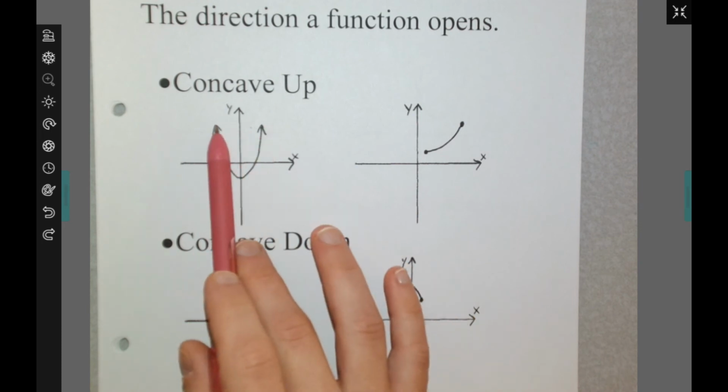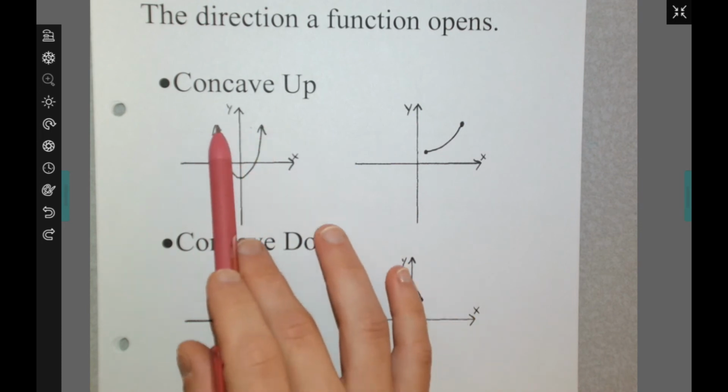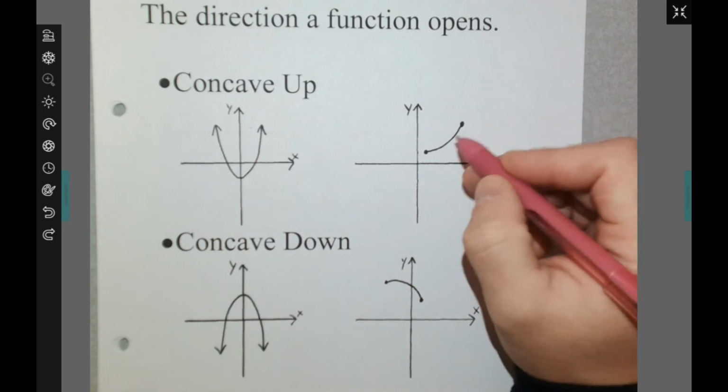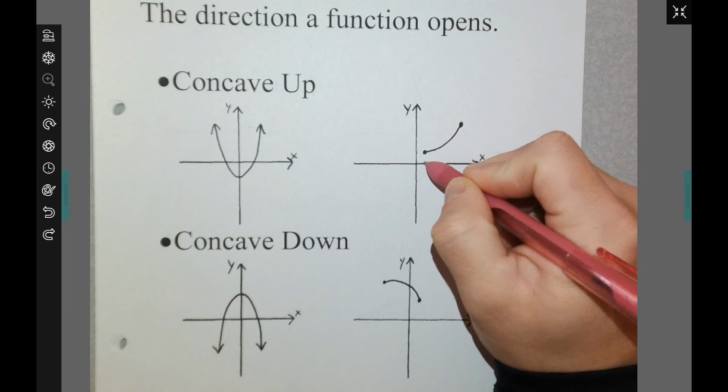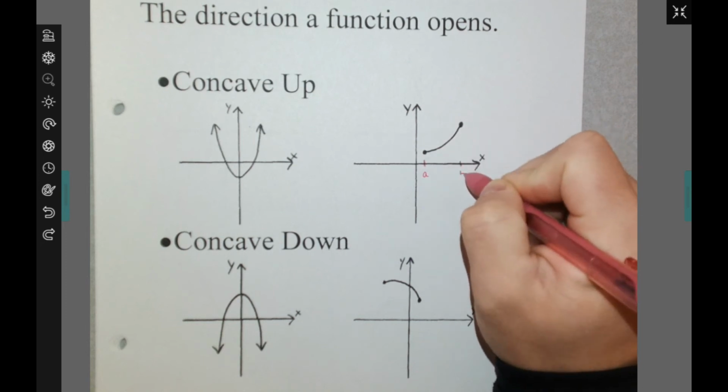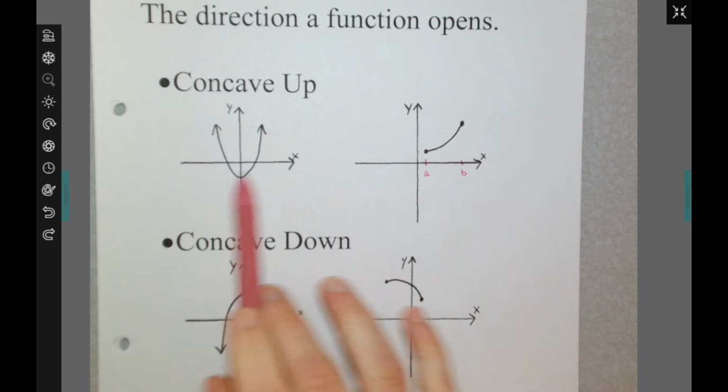So that could be for all real numbers. So this one on the left, we have the domain all real numbers. Or it could be for a set domain, so over a closed interval. So this one we'd say from A to B. But the key is that the function opens up.